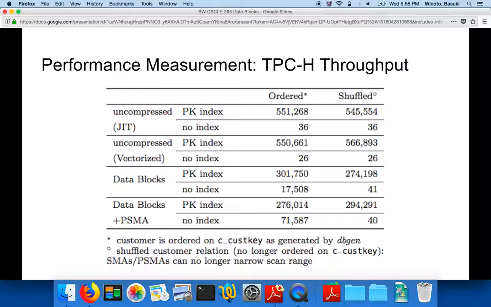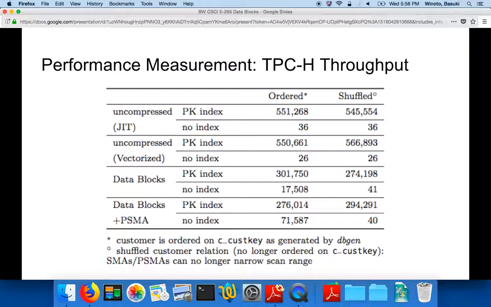And now let's look at the throughput of the TPC-H. The throughput, if we look at the 1, 2, 3, third rows with the data blocks with primary key index and no index. So the number here represents the throughput, or the amount of transactions being served per second. So let's compare uncompressed with no index to data blocks with no index.